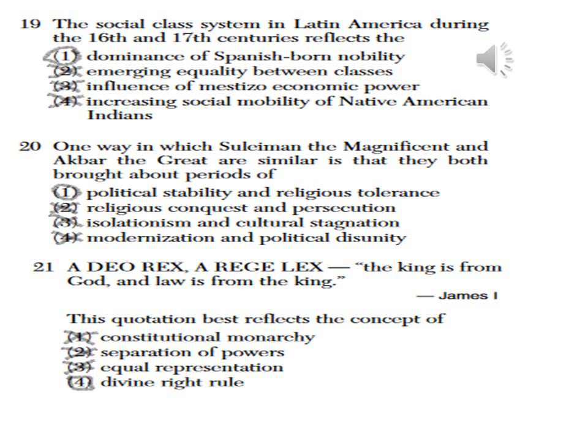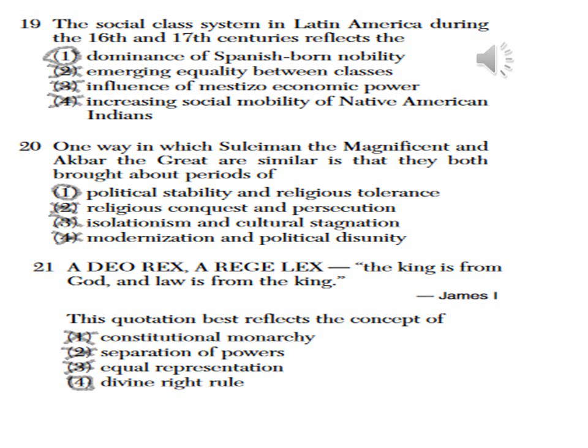Let's see the choices that were given. Answer number 1, dominance of Spanish-born nobility. Number 2, emerging equality between classes. Number 3, influence of mestizo economic power. Or question number 4, answer number 4, increasing social mobility of Native American Indians.